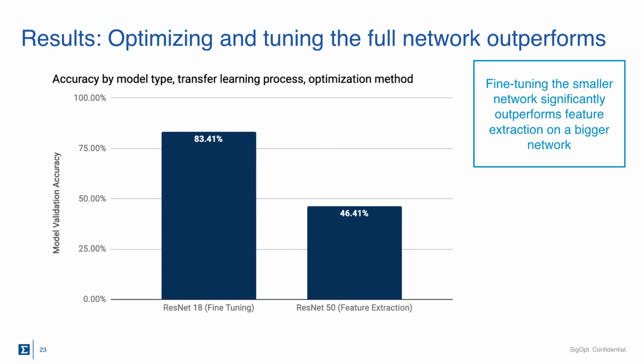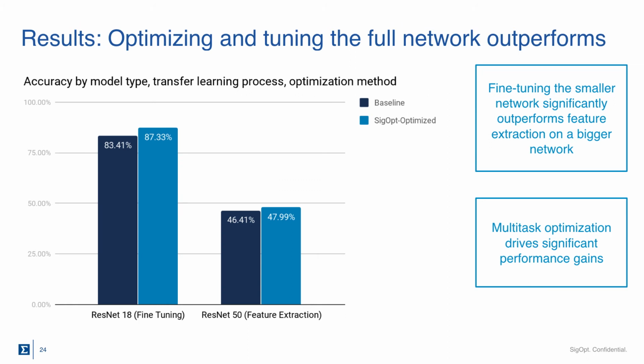So what did the results look like? We found that fine-tuning the smaller network significantly outperforms feature extraction on a bigger network. And this really speaks to what we chose as our pre-trained model to start with and our data set. Specifically, a pre-trained ImageNet is actually quite dissimilar to Stanford Cars, and our model needed to learn more nuanced aspects of the Stanford Cars dataset to perform well, which it can in fine-tuning, whereas with just feature extraction, it's not able to do that.